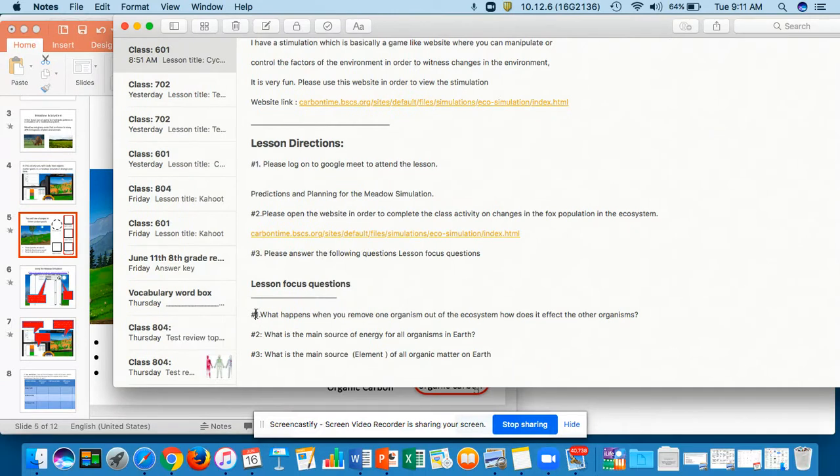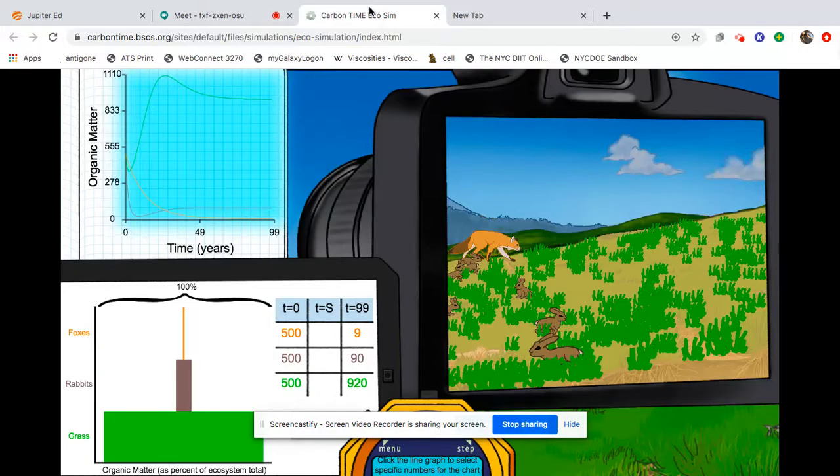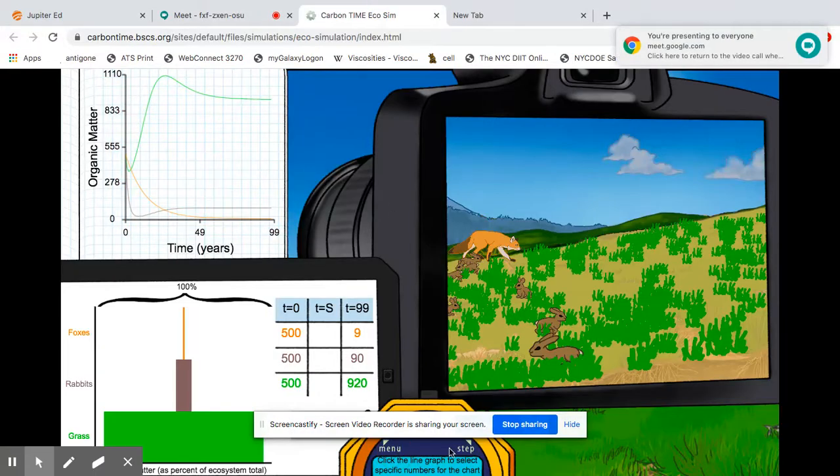Question number one says, what happens when you remove one organism out of the ecosystem? How does it affect the other organisms? The only way you can understand this is if you go here and you see and set it up for yourself.